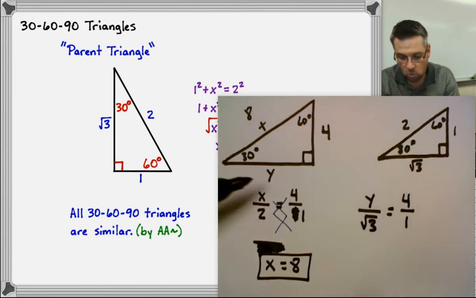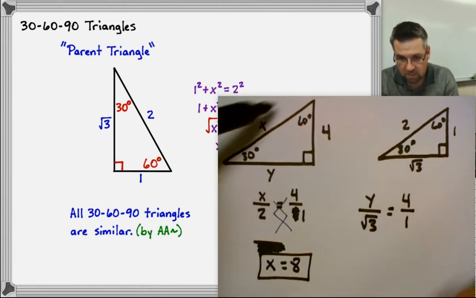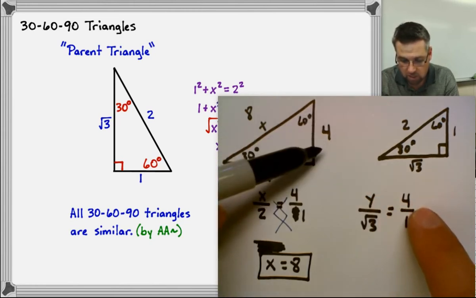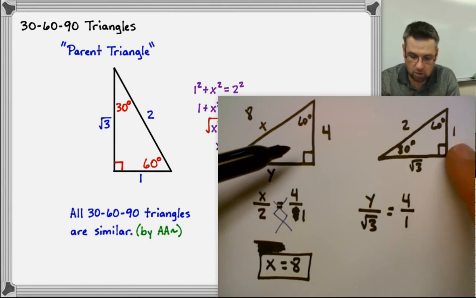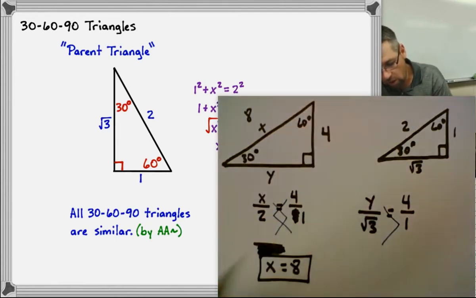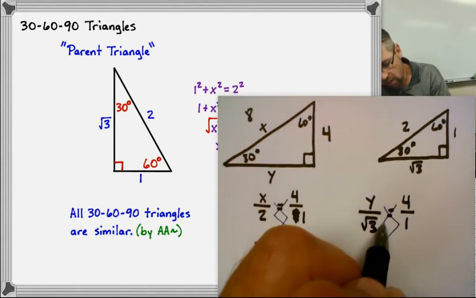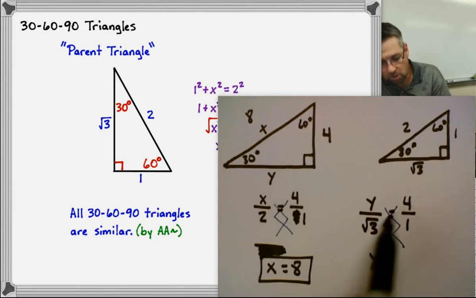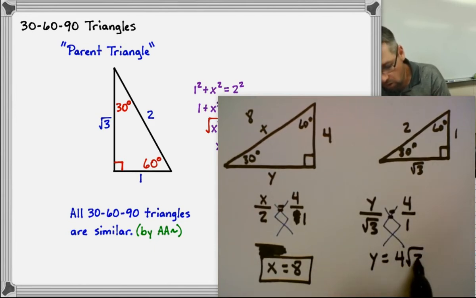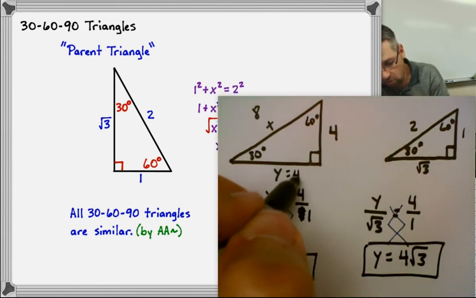Same thing over here. Since y is on top and rad 3 is on the bottom, that means everything from this big triangle needs to go on the top. So 4 goes on top, and then everything in this triangle has to go on the bottom, so 1 goes on the bottom. Then we will cross multiply. So 1 times y is y. And then 4 times radical 3. Remember from prior lessons, we can't multiply those together because one's in the radical, one's not. So we would just write it as 4 radical 3. And so that's our answer for y, 4 radical 3.